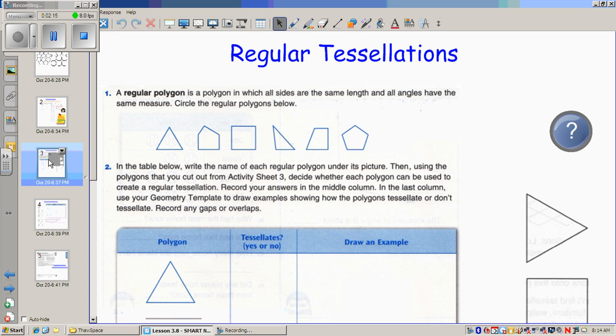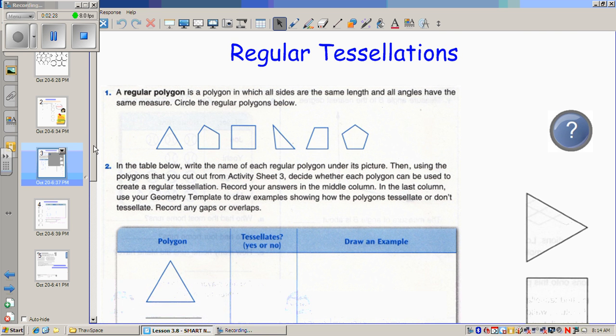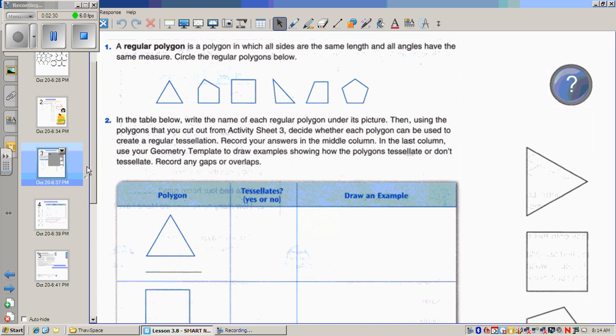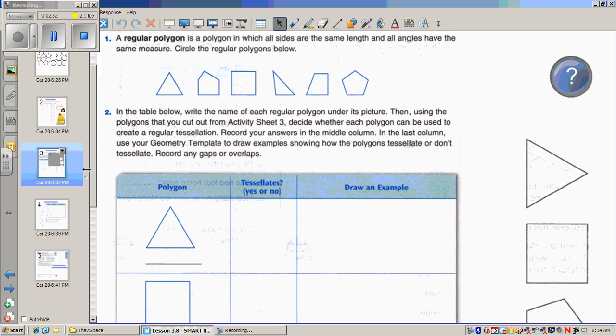So regular tessellations. A regular polygon is a polygon in which all sides are the same length and all angles have the same measure. Circle the regular polygons below. We are going to do a lot of this in class, but I do want you to be thinking about which of these are regular polygons. If you want to draw them or just write the names of them, that's fine too, but please write on a piece of paper which ones you think are regular polygons.